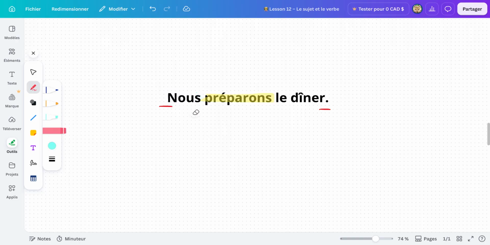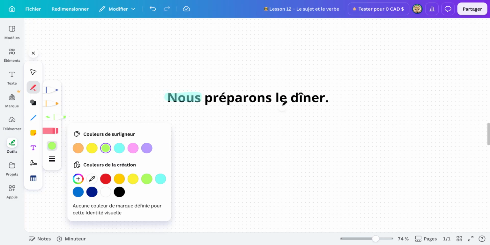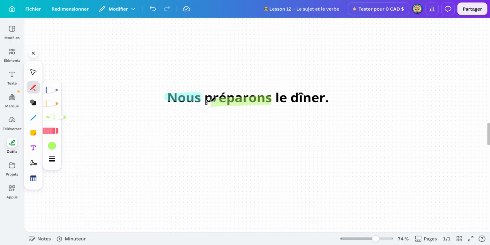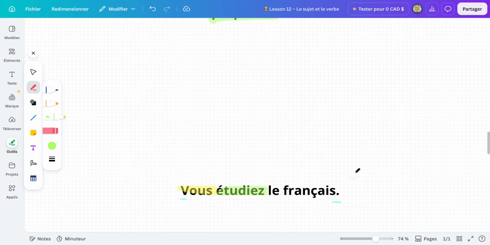I'm just going to erase this real quick, so we'll have to redo it. Nous is le sujet. And préparons is le verbe préparer, like to prepare something. And vous étudiez le français. Here it says, vous is le sujet. And étudier is le verbe étudier.